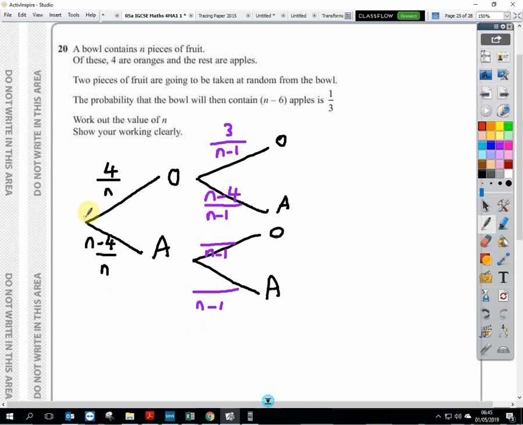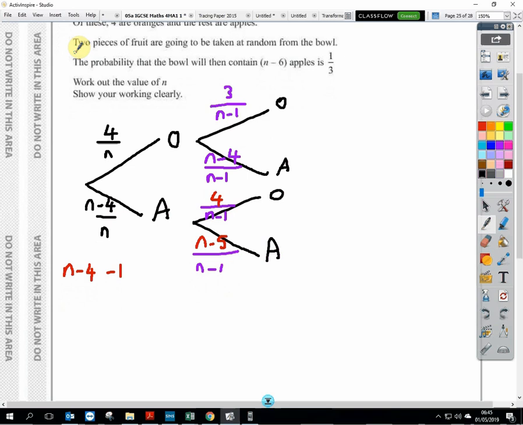Okay, go back to the beginning. This time you take an apple. So there's still the same number of oranges, 4, but there's 1 less apple. Originally there was n minus 4, and now you take 1 out, so it's got to be n minus 5.